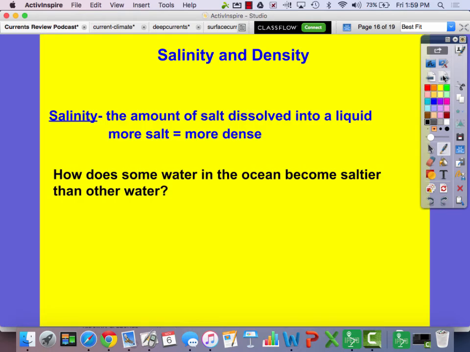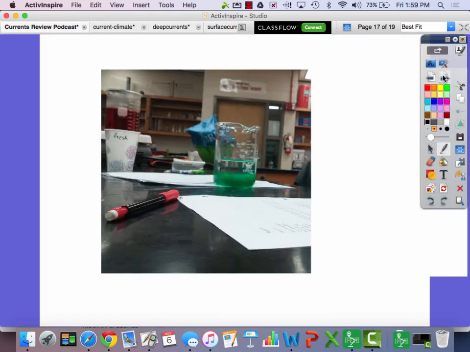All right, salinity also has a huge impact on density. Salinity is the amount of salt dissolved into a liquid. The more salt, the more dense. So how does some water in the ocean become saltier than other water? Remember, there are two ways. But let's look at this picture first. This may have been the most dramatic moment of the lab, when you bent down and looked at that water and realized that all that green salty water was so dense that it sat at the bottom of the beaker. Even though you poured it in last, it sunk straight to the bottom and hung out there together because that salty water is much more dense than the fresh water.